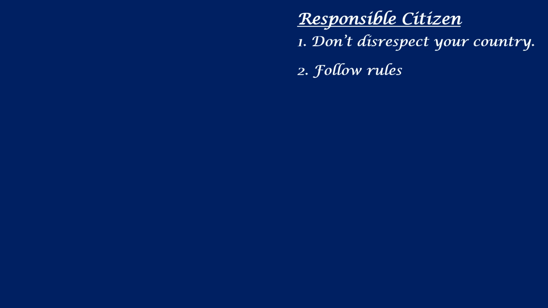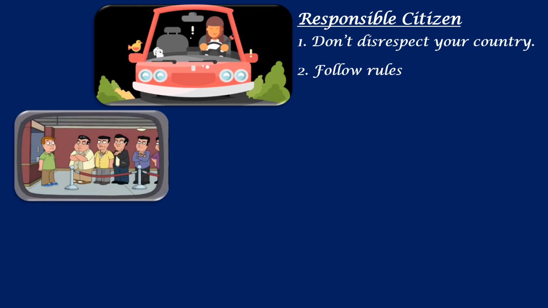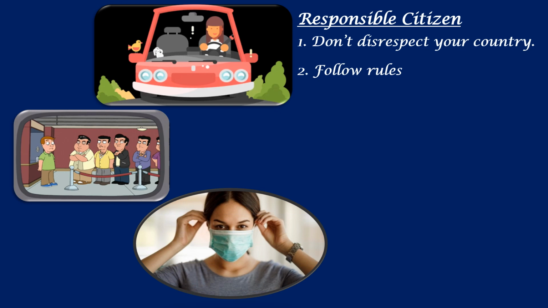Follow rules. Rules are there for a reason. If they weren't in place, this planet would have become a jungle. Always ensure you follow rules, be it traffic rules on the road or standing in a queue for a movie ticket. Okay, so we have a situation here, and that is the COVID-19 pandemic. So, wear a mask. Do things like they are to be done. If you follow rules, others also might start following them.